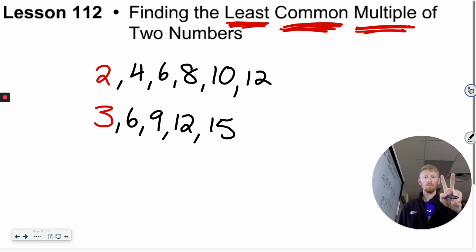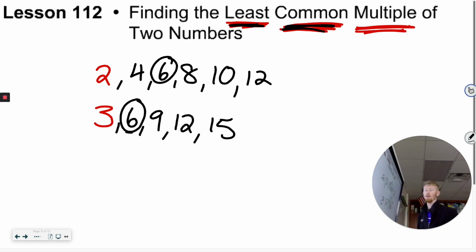Step 2, find the smallest one they have in common. So if I look, no, they don't have that in common. Oh, let's see, 6. Does that have a 6? Yes, it does. So 6 would be the least common multiple between 2 and 3.